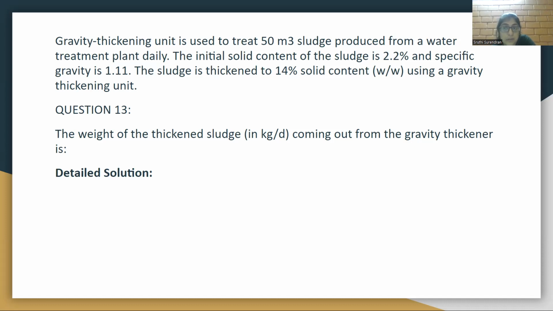Now for the volume of the solid, the specific gravity is given. Using the specific gravity formula, you can find the weight of the solid content. Again, they have said the sludge is thickened to 14% solid content. So using the weight of the solid, dividing it by the percentage weight, you will get the weight of the thickened sludge.